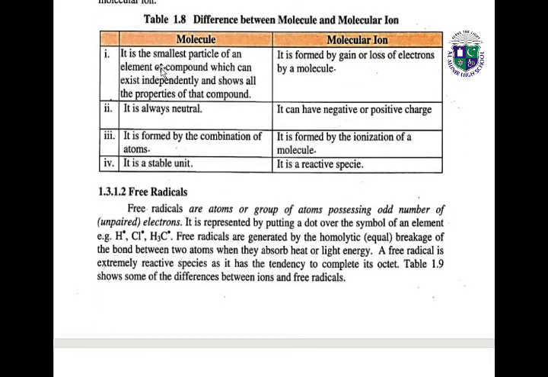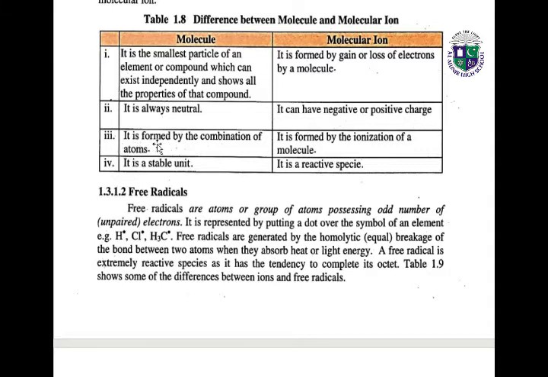Next, we have the difference between molecule and molecular ion. What is molecule? It is the smallest particle of an element or a compound which can exist independently and shows all the properties of that compound. On the other hand, molecular ion is formed by gain or loss of electrons by a molecule. Molecules are always neutral. In case of molecular ion, it can have negative or positive charge on it.